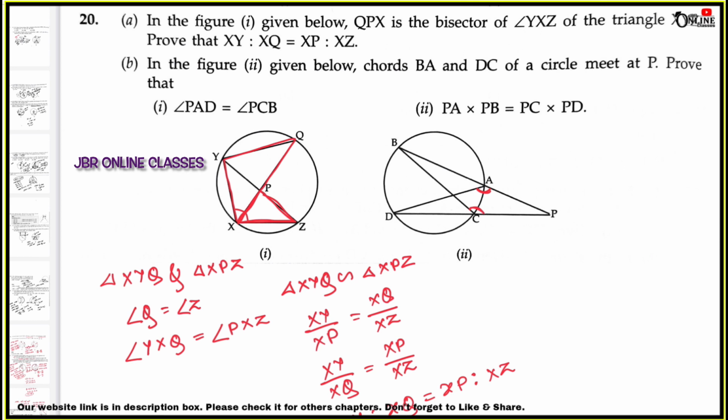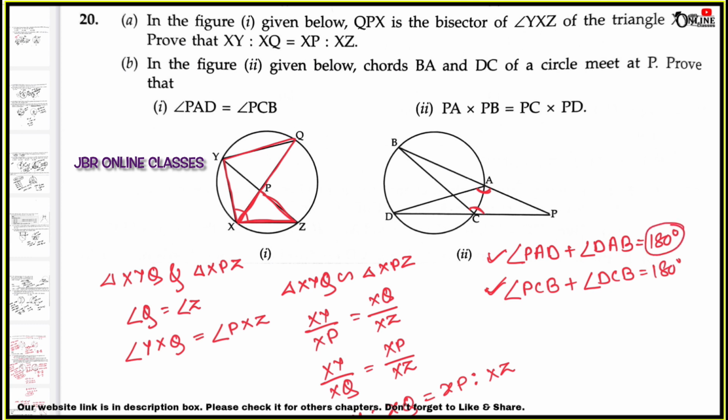As PB is a straight line, PAD plus DAB equals 180 degrees. Again, PCB plus angle DCB equals 180 degrees because PD is a straight line. So these two equations will be equal because both equal 180. Now angle DAB and angle DCB are equal because these two angles lie on the same segment. So if these two angles are equal, then definitely PAD equals PCB. Your first part is proved.